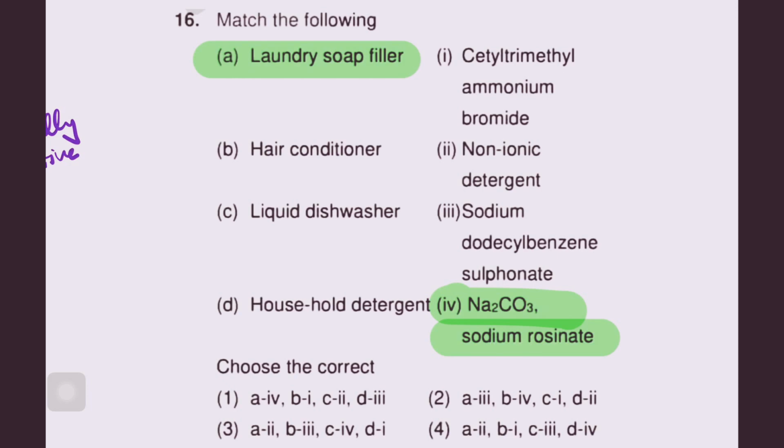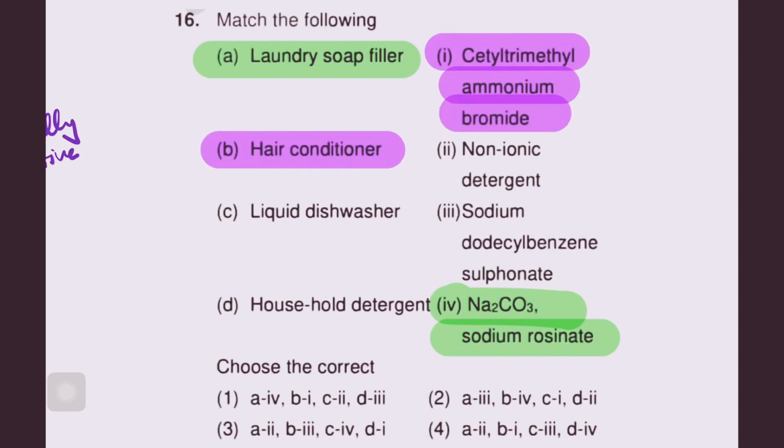Now hair conditioner. Hair conditioner is basically a cationic detergent, that is cetyl trimethyl ammonium bromide. So B will be matching with this. After that, liquid dishwasher is basically a non-ionic detergent already. It's all given in NCERT. So C is matching with 2. And the last one, that is D, the household detergent is sodium dodecylbenzene sulfonate. So the last one will be matching with 3.